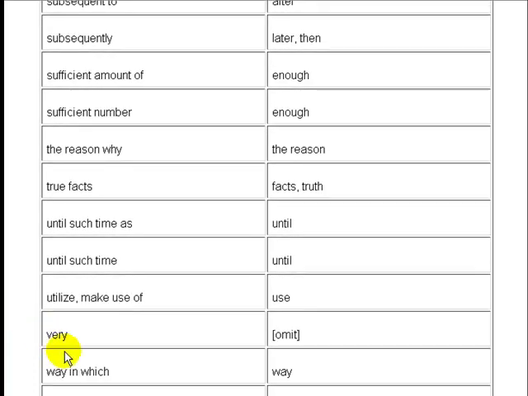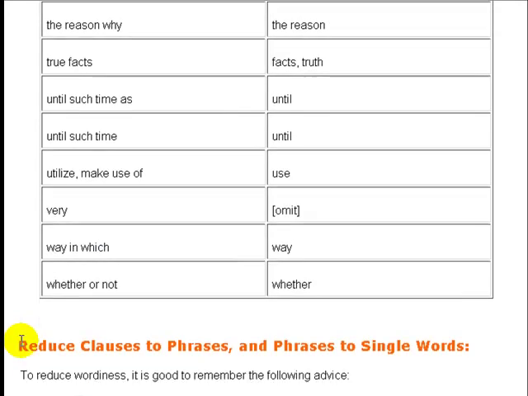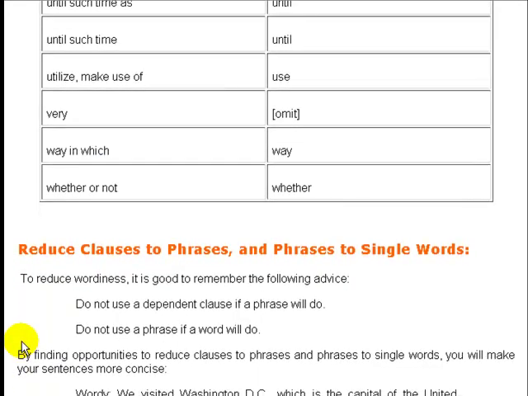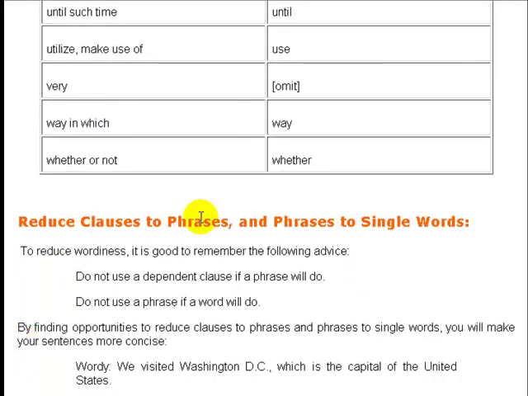How about very? Even words like very, extremely, really, you don't need those words typically in writing. They don't do much. All right, the next point. Reduce clauses to phrases, phrases to single words. By doing this, you make your writing more concise.